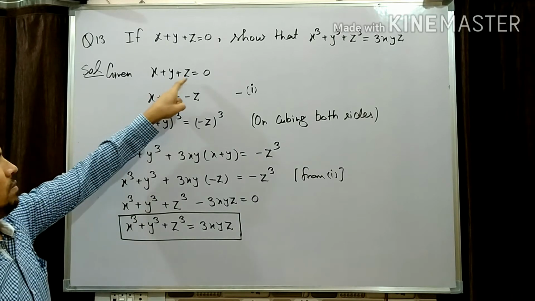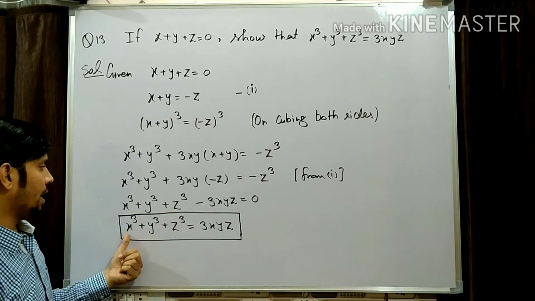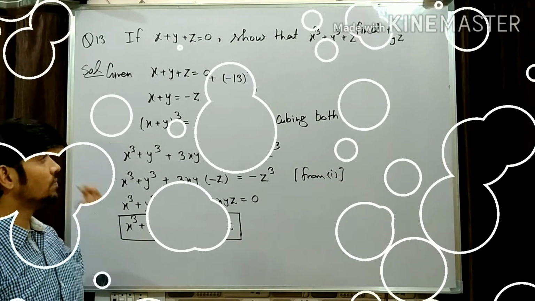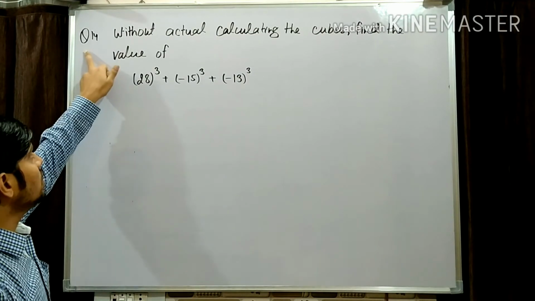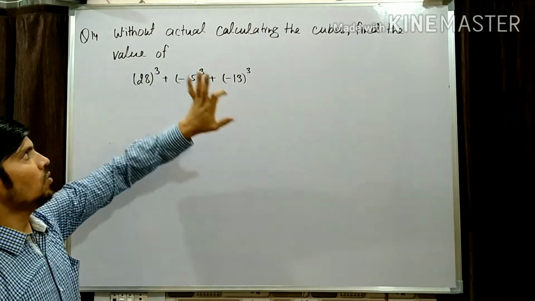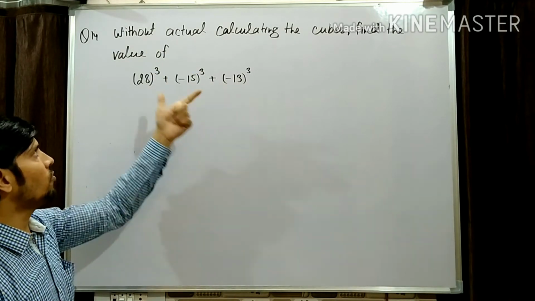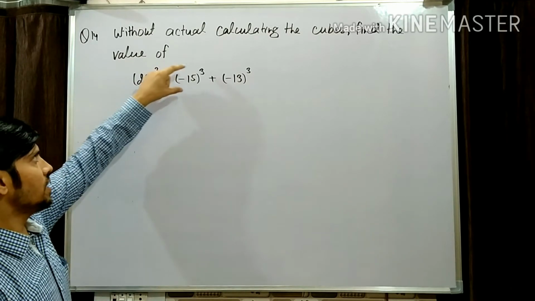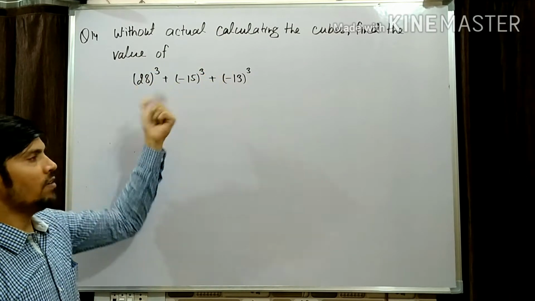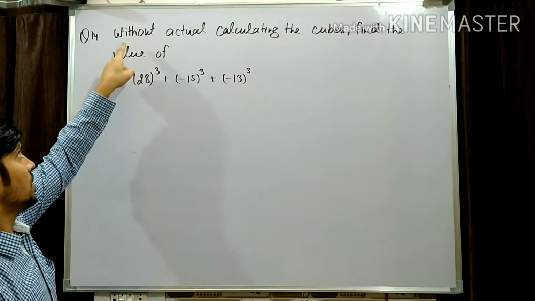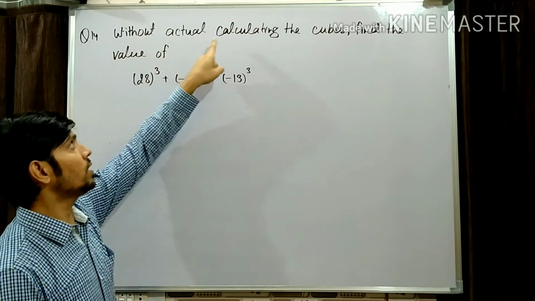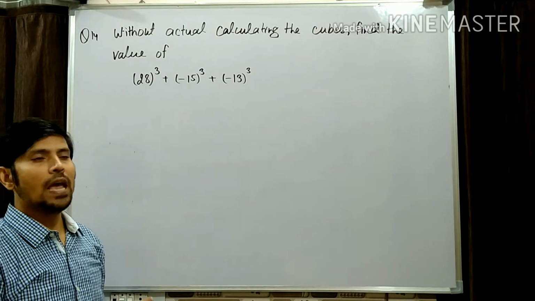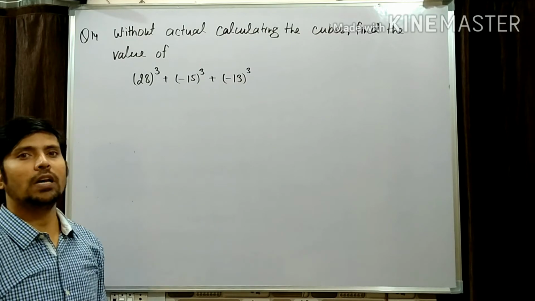If x plus y plus z equals 0, then we have to prove that x cube plus y cube plus z cube equals 3xyz. In the next question, without actual calculation of the cubes, we have to find the value of this. We could take the cube of this, this, and this, and solve by putting in the values, but it is already given without actually calculating the cubes. We don't want to find out the cubes of these, and then we have to calculate by using the identities.